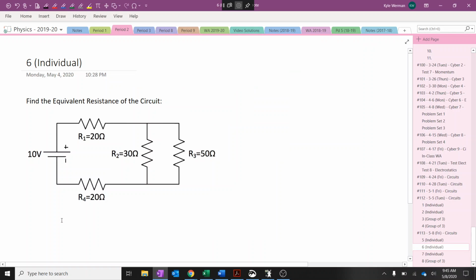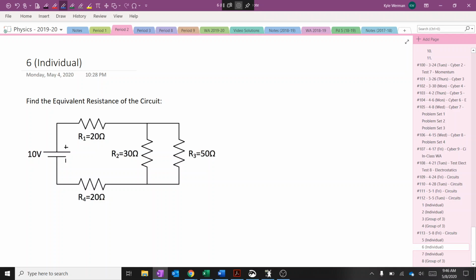All right, here's a circuit. We have a series parallel network, once again, where you have part of this in series, part in parallel, and we're trying to find the equivalent resistance of the circuit. So we've got a couple ways to approach this.